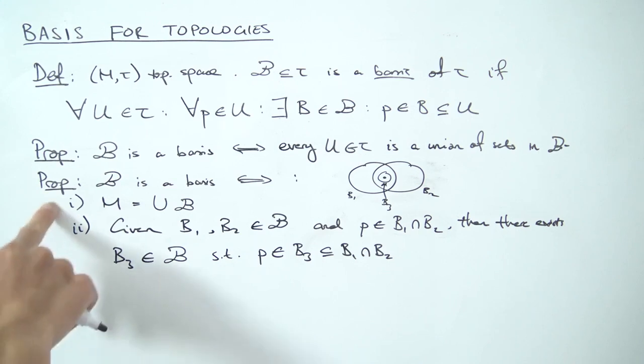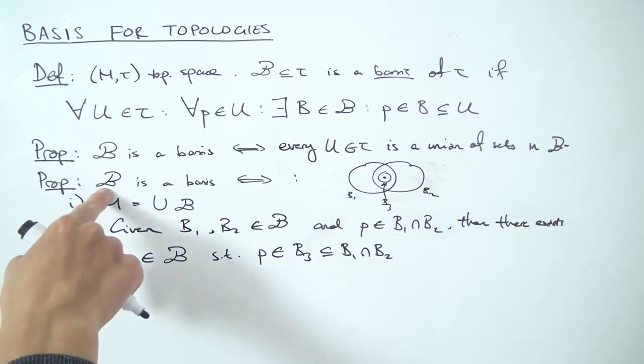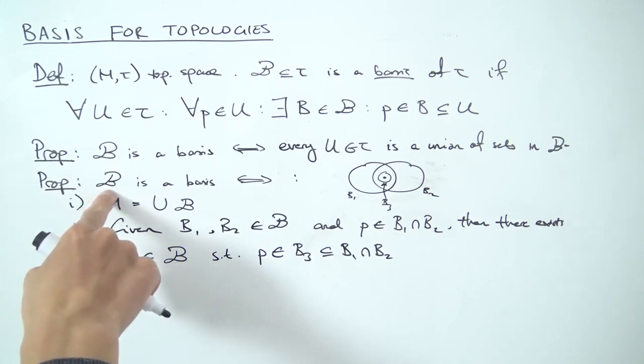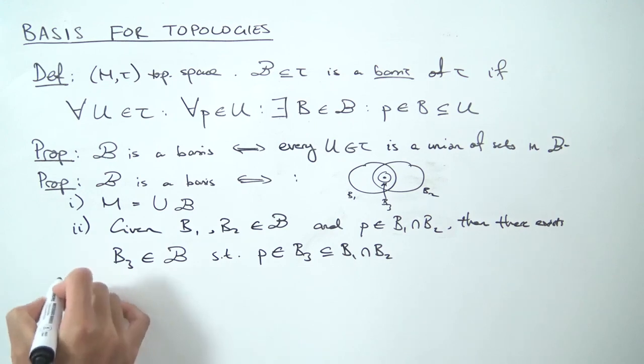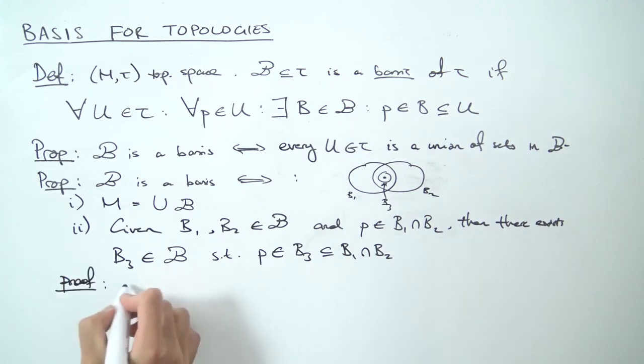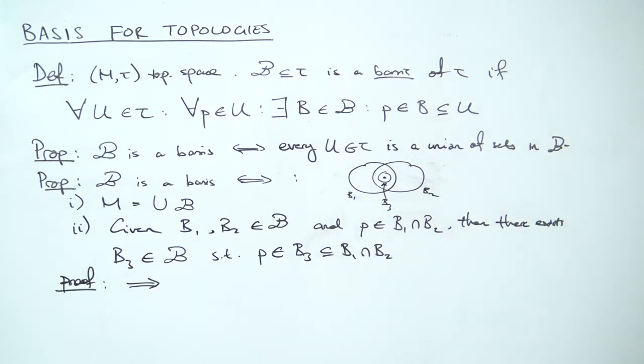So if these two conditions hold, then automatically B is a basis, and the converse is true as well. If B is a basis, then these two conditions must hold. So that's something we'll prove, hopefully it's not too long. So, proof. Let's do the forward implication first. That one's going to be quite easy.